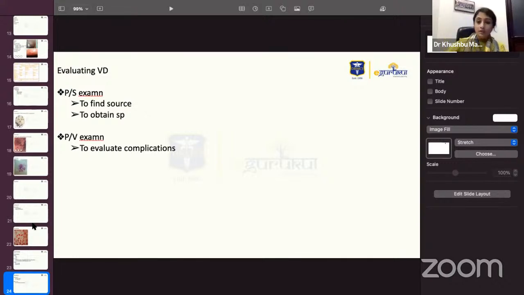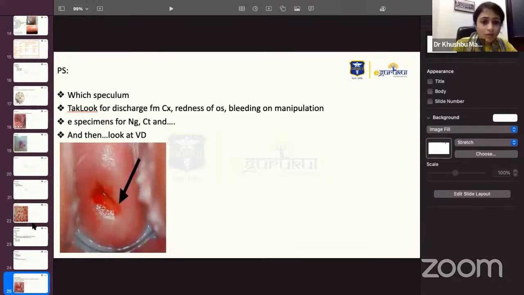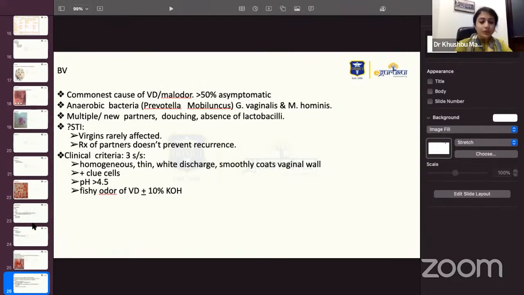Now, when we are evaluating a patient with vaginal discharge, I already told you, try to find out the source. You do a per speculum examination and see whether the discharge is coming from the cervix or from the vagina, and you take appropriate specimens. Coming to the most common cause of pathological vaginal discharge, which is bacterial vaginosis. As I told you, it is the commonest cause of vaginal discharge, and more than 50% of patients are asymptomatic.